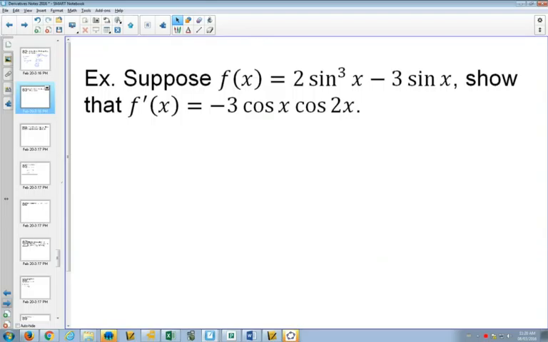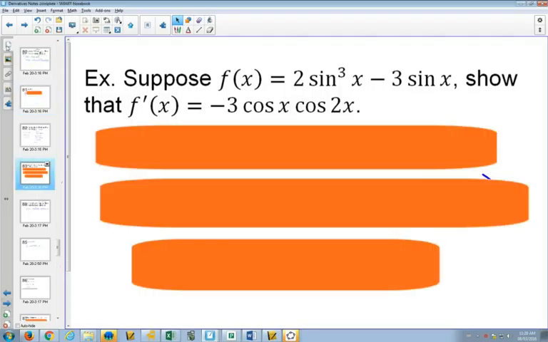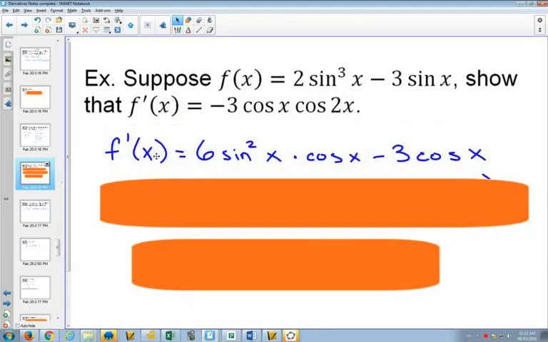Another question. Would you like to try it on your own, or do you want to just work through it? Okay, I'll give you guys a couple minutes. I'll give you the first step. See if you're able to start it off correctly with the chain rule.